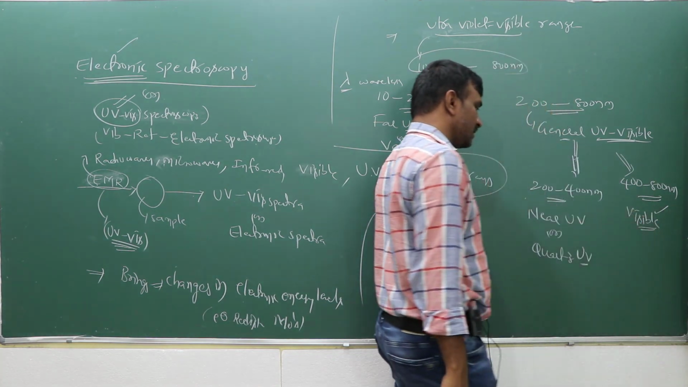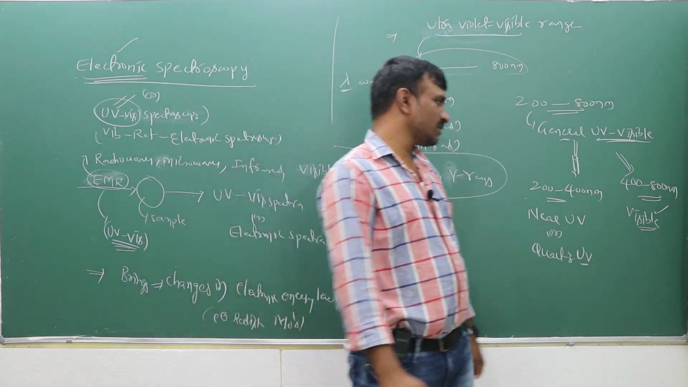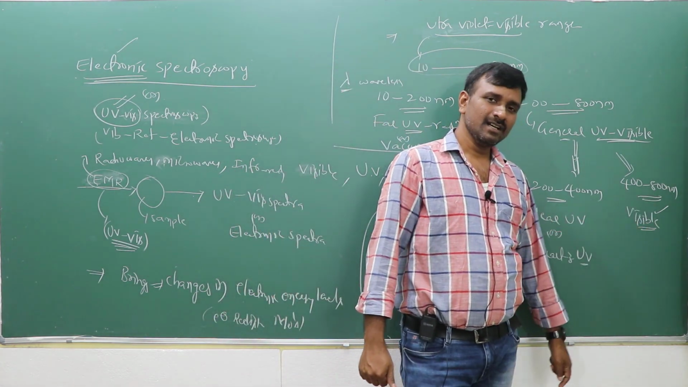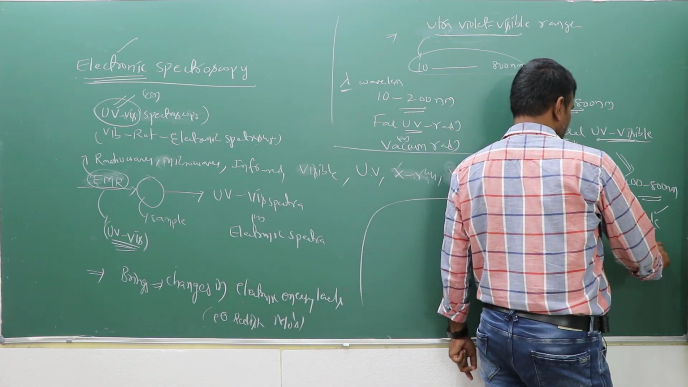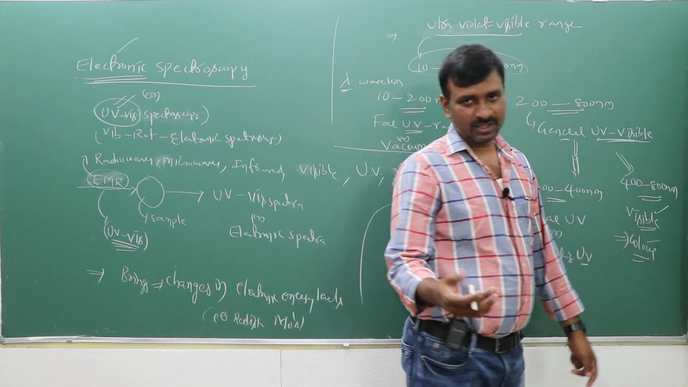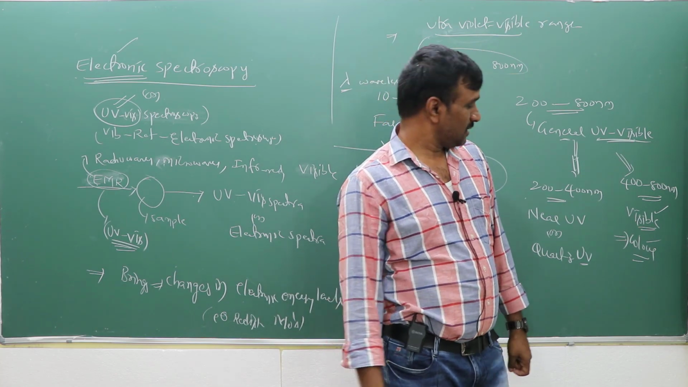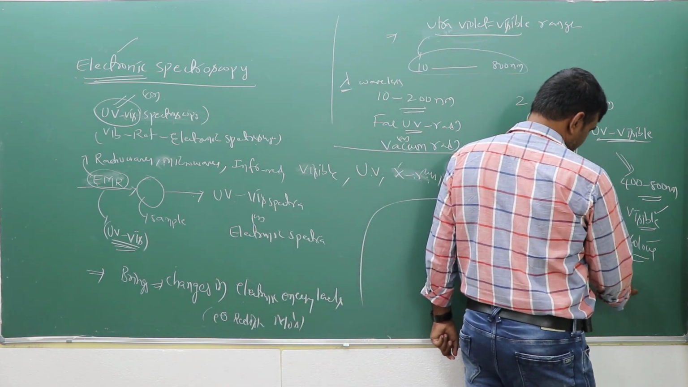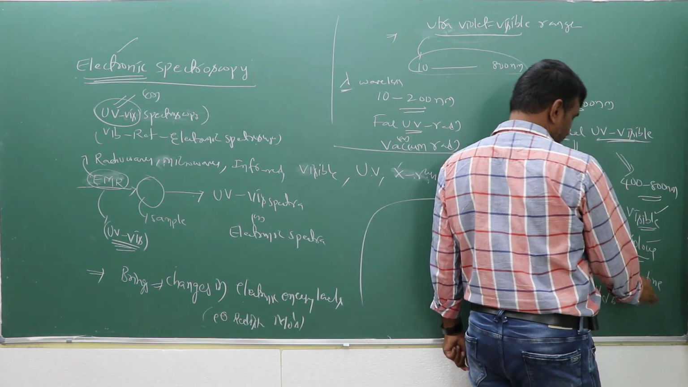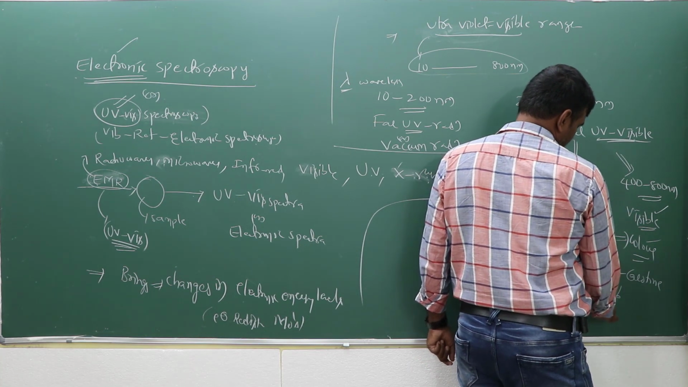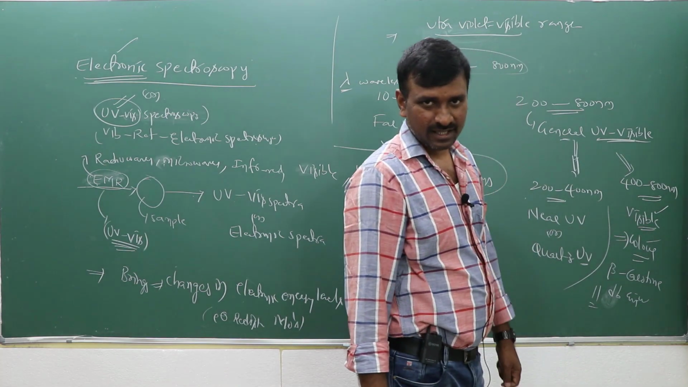Visible range of radiation: whatever compound absorbs visible range of radiation also exhibits color. If absorption takes place in the visible range, the compound exhibits color. Beta carotene is an example, having 11 double bonds. I won't draw the structure. Beta carotene has 11 double bonds in conjugation.